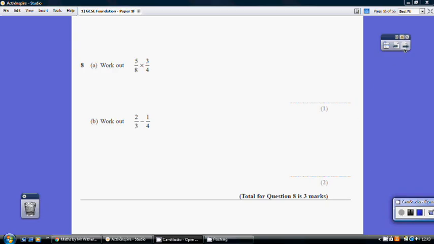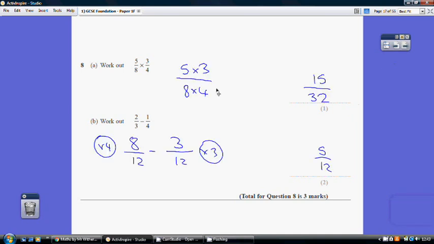Question 8. Well, multiplying fractions is the easy one. It's just top times top, bottom times bottom. 5 3s are 15, 8 4s are 32.